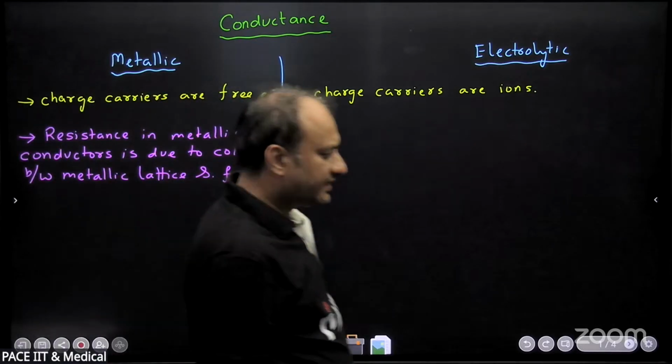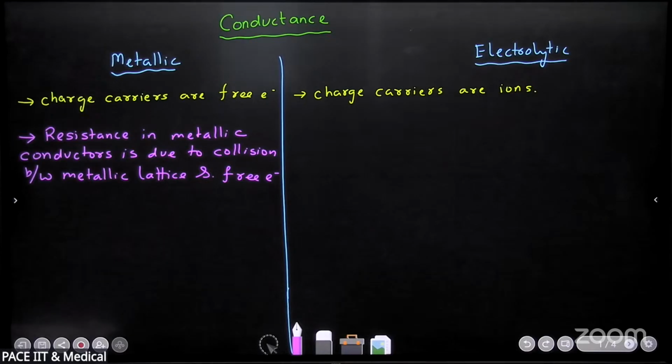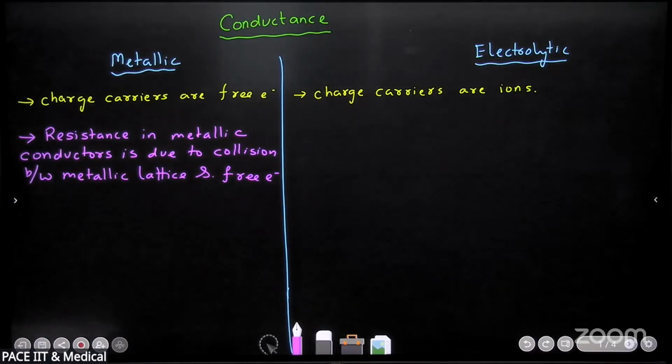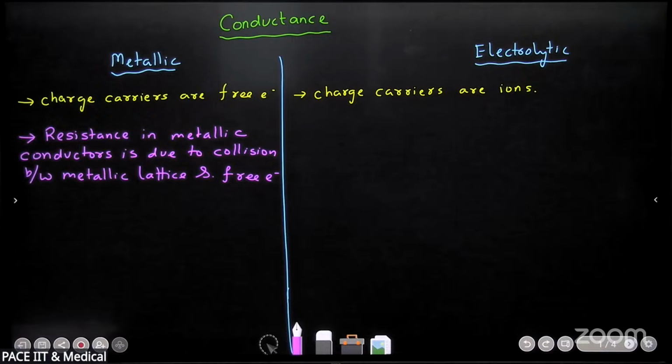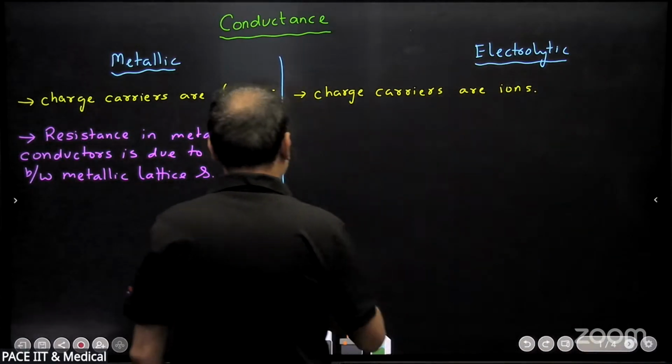So metallic conductors have a property known as resistance, which everybody must have studied. Now, why is there resistance in metallic conductors? Resistance in metallic conductors is due to the collisions between the metallic lattice and the free electrons which are moving to conduct electricity. And similarly, electrolytic conductors also have resistance.